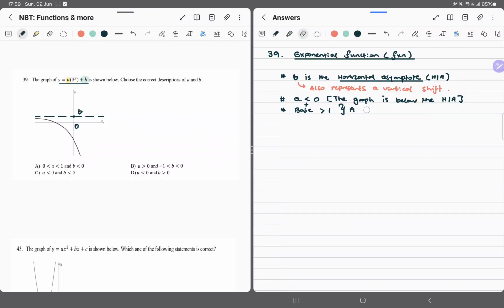It's a decreasing function. Let me see, how do I write a decreasing function. Okay, basically it's a decreasing function that appears below the horizontal asymptote.